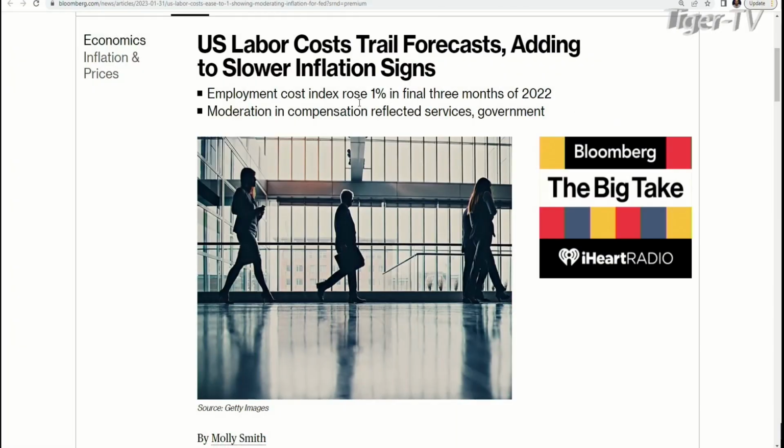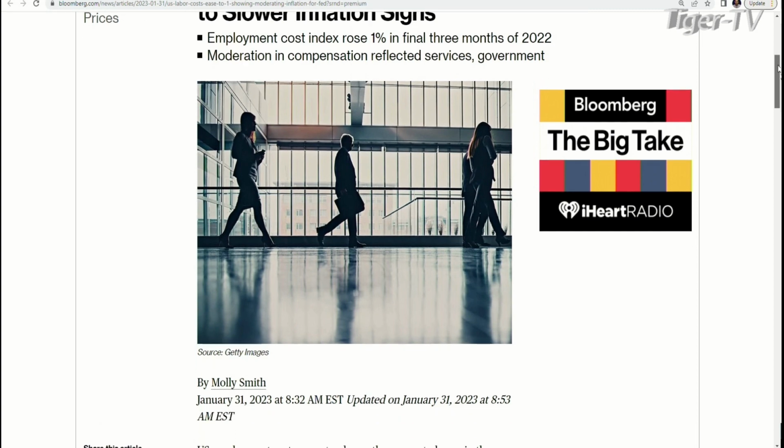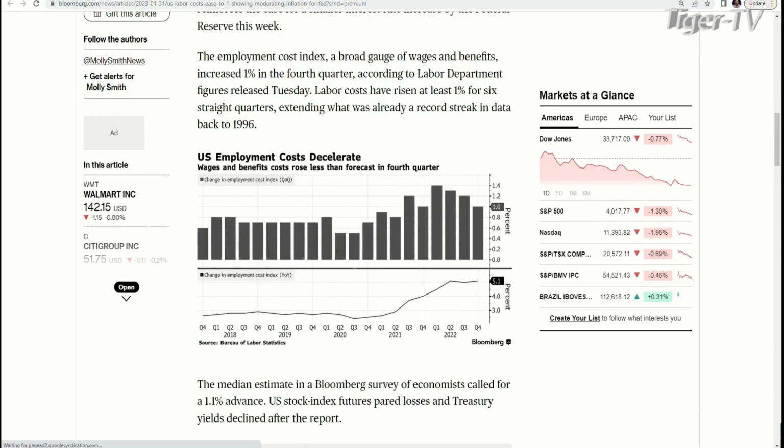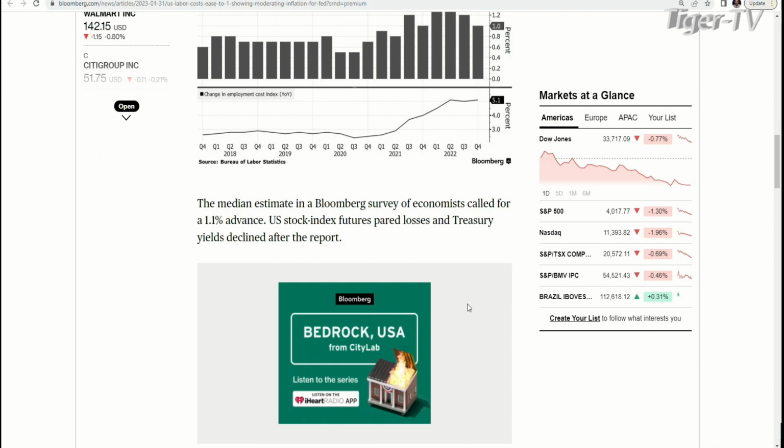Employment cost index rose 1%. This was the number out at 8:30 that the market is liking. In the final 3 months of 2022, moderation in compensation reflected services and government. You take a look at where the numbers are. I mean, it's a trend. The number is declining. Okay. The change in the employment cost index year over year, plateauing, as those quarter over quarter numbers have been declining. The market was looking for about a 1.1% advance.